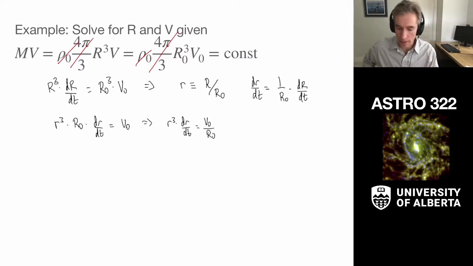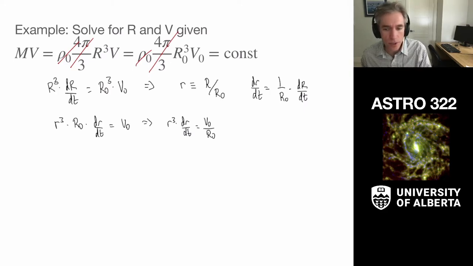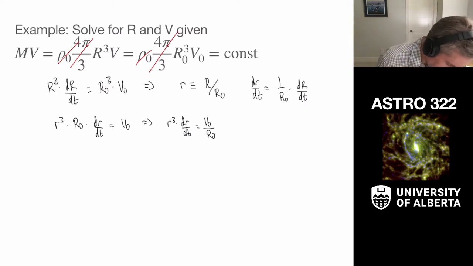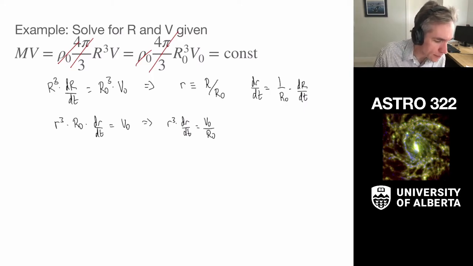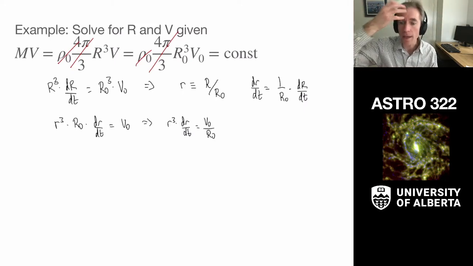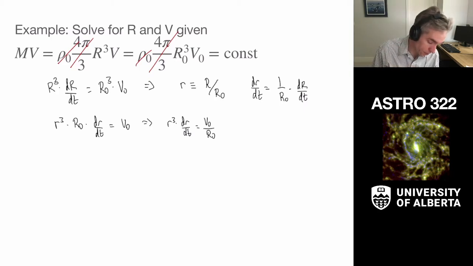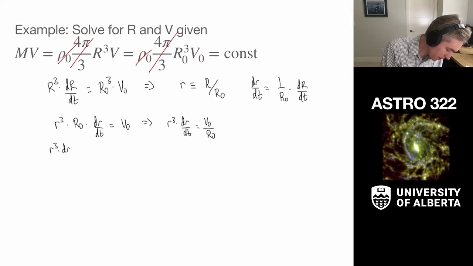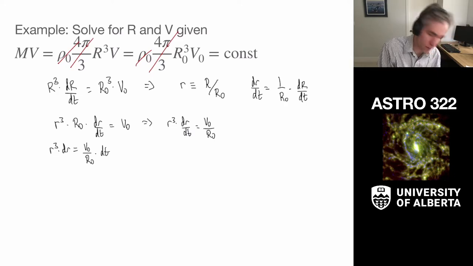So this gives us the pieces that we need. I realize I don't have my Discord showing just in case. Okay, we're good. And so this is going to give us an equation that we can solve. This, unlike the previous, which was a direct substitution of a power law, is a separable first order equation. So I'll engage in gross abuse of differential forms and multiply both sides by a dt. So we get r cubed times dr is equal to V naught over R naught times dt. So split up that dr by dt and then integrate both sides.